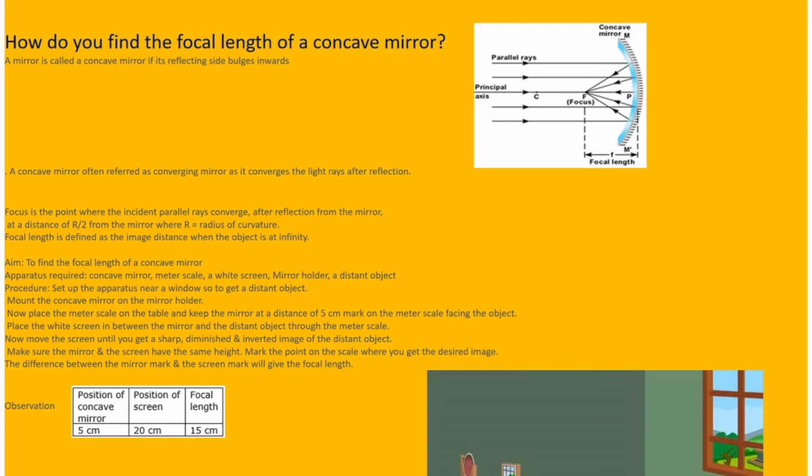Let's see how we get it. Observation: the position of the concave mirror is 5 centimeters, as we placed the scale on the table. The position of the screen is 20 centimeters, where we have placed the screen. The focal length we found is 15 centimeters.